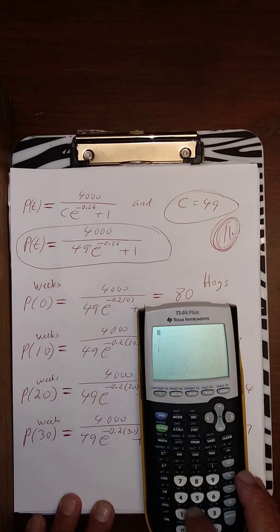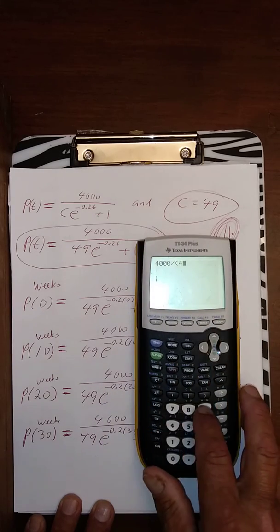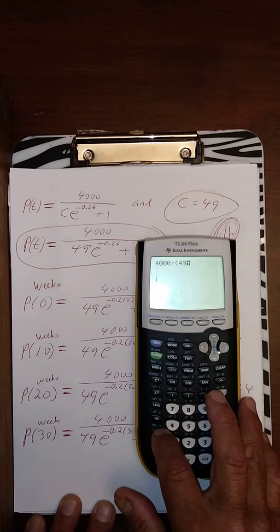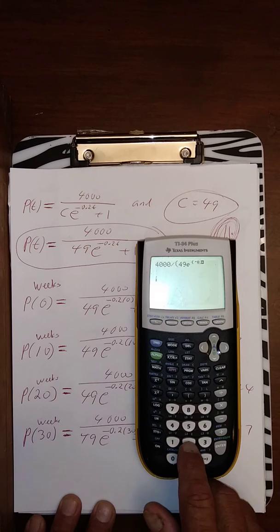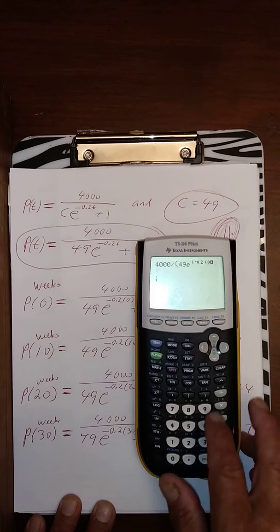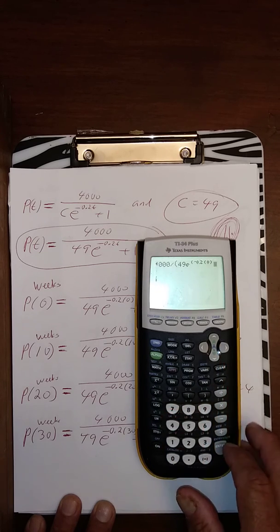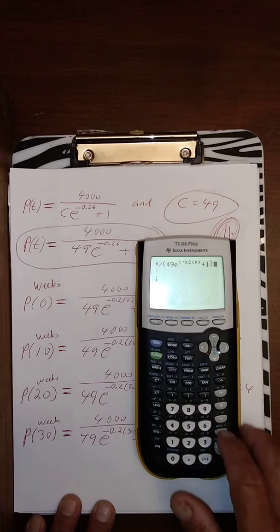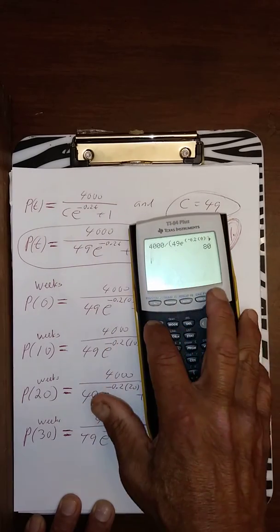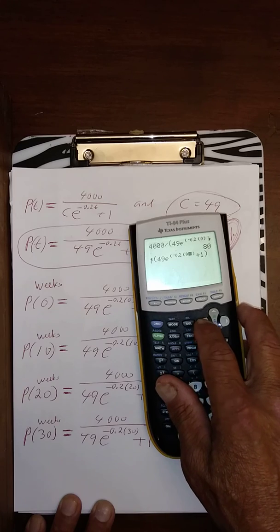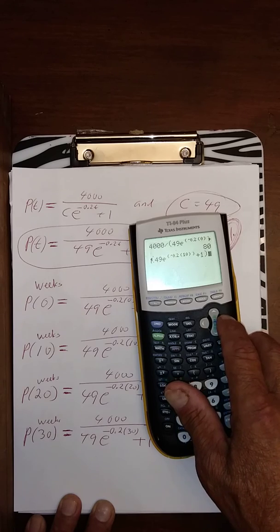So we're going to put 4,000 divided by 49 and second ln of negative 0.2 times 0, close it, and we're down, plus 1, close it, enter, we get 80, which is right there, 80. Now, the next one, let's put a 10 in there. So what happens now?